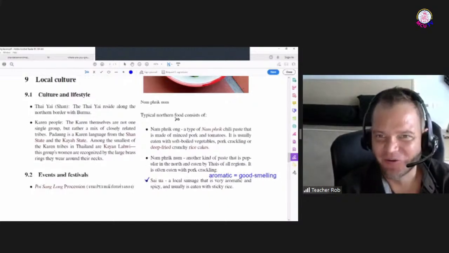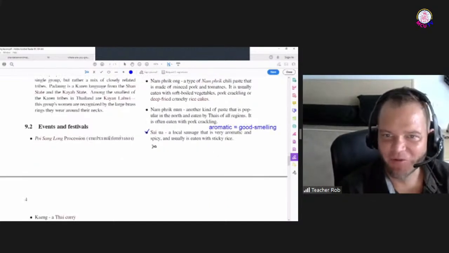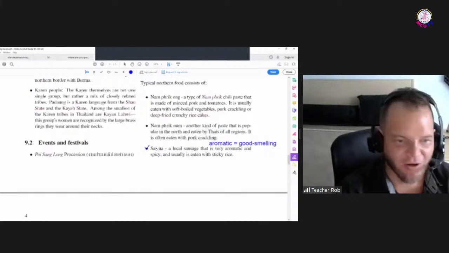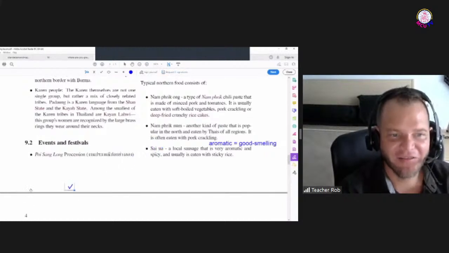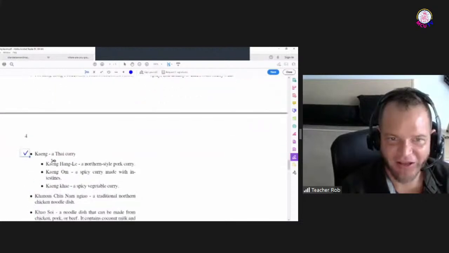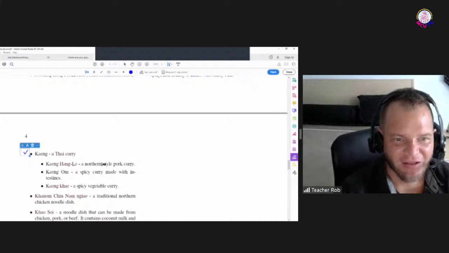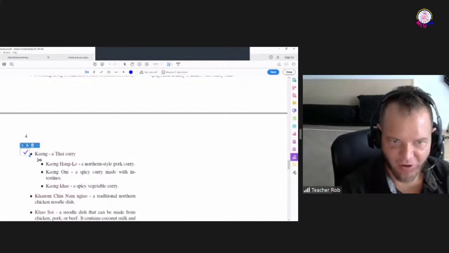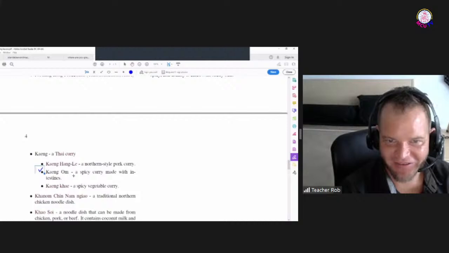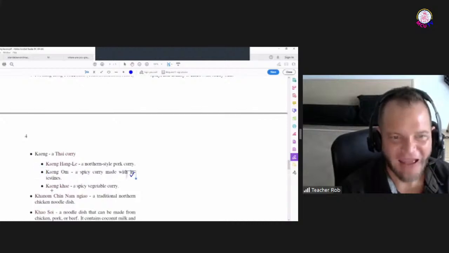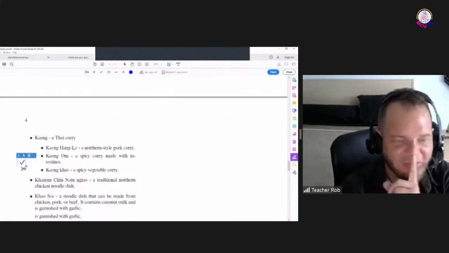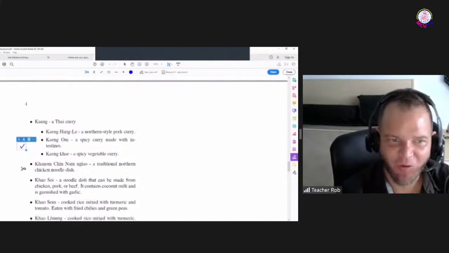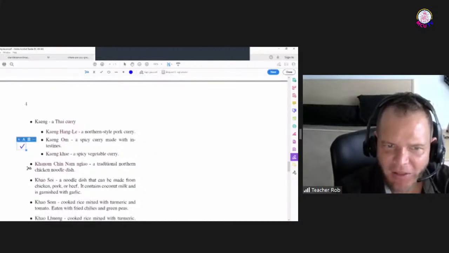So, okay, two types of Nam Prik Ong, Nam Prik Num. We got Sai Ua, the spicy sausage. Next, they list Kaeng, a few different types of Kaeng, a Thai curry. Kaeng Hang Le, northern style pork. Kaeng Om, a spicy curry made with intestines. And then Kaeng Kae, a spicy vegetable curry. Ooh, those all sound good. Nice. This I wonder, I almost think I've tried this before. Khanom Chin Nam Ngiao.